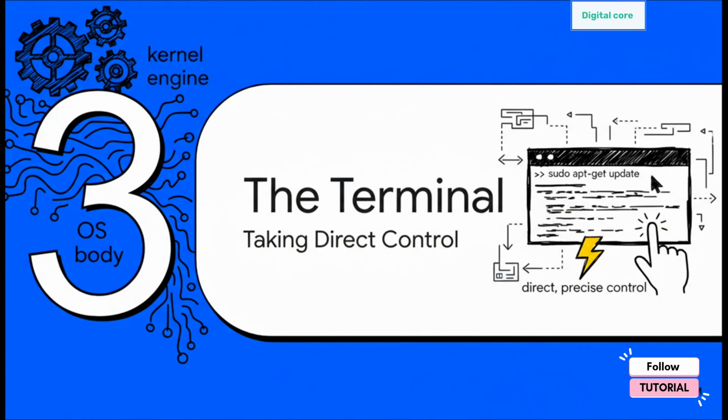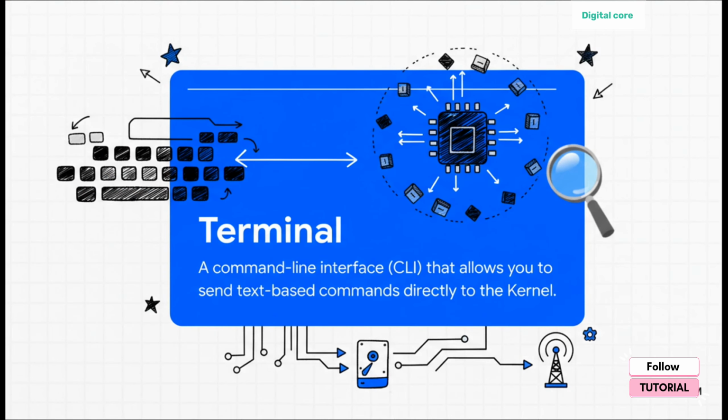Okay, so we've got our kernel engine and the OS body of the car, but how do we, as the driver, get precise, direct control? For that, we turn to one of the most famous and most powerful tools in the Linux world, the terminal. The terminal is your direct line to the engine. It's a command line interface. So instead of clicking on icons and menus, you're typing out text commands. And these commands, they bypass all that graphical stuff and speak directly to the kernel, giving you a level of control that's just completely unmatched.